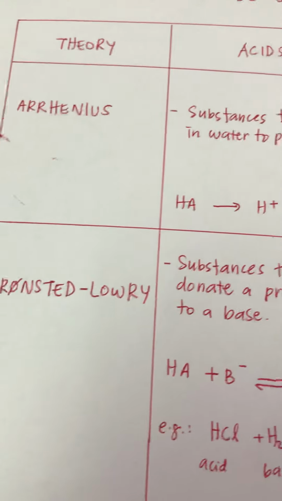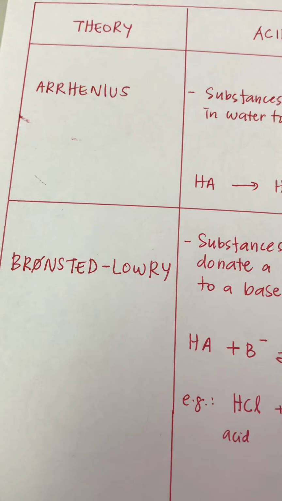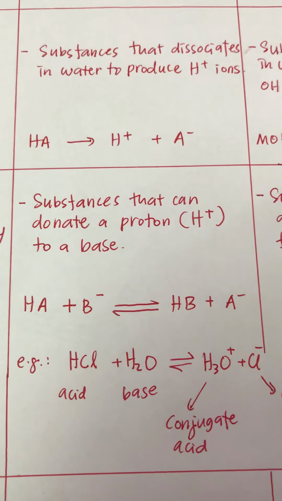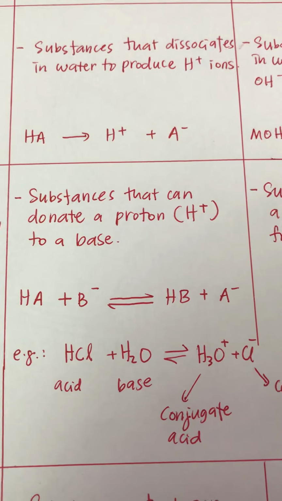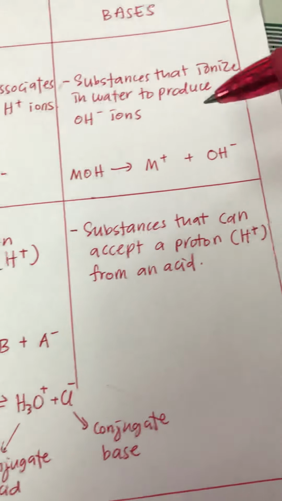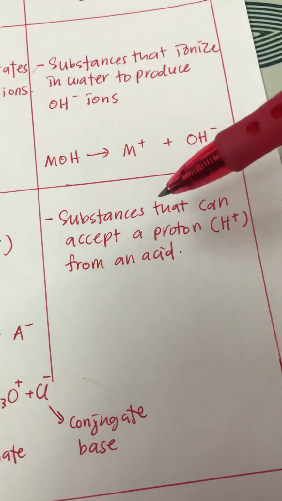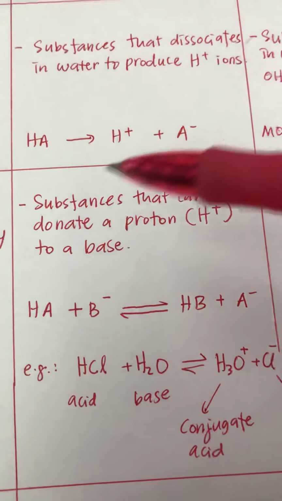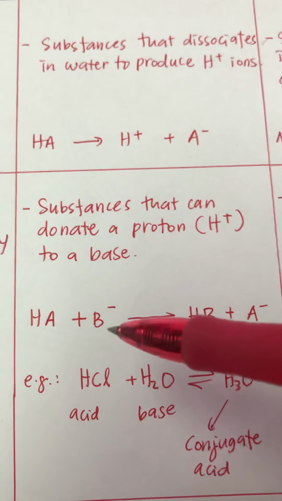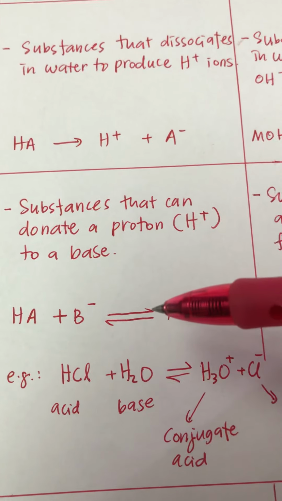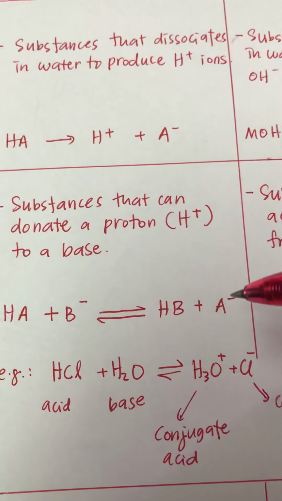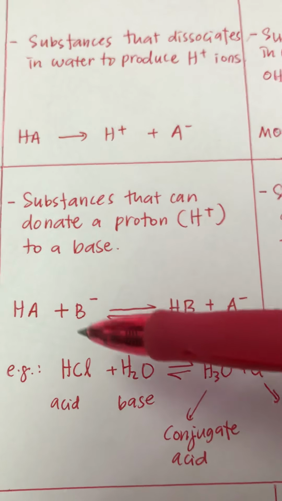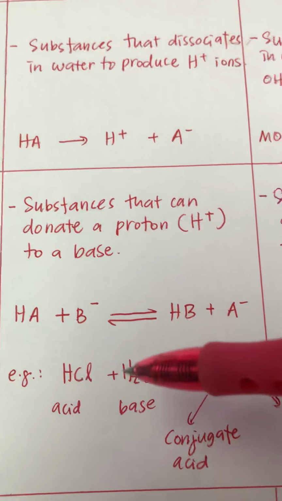The second theory is the Bronsted-Lowry theory, where acids are defined as the substances that can donate a proton H+ to a base, while the bases are substances that can accept a proton H+ from an acid. Let's take a look at the example here, where you have HA plus B- producing HB plus A-. A base can be negative or a base can be a neutral molecule.